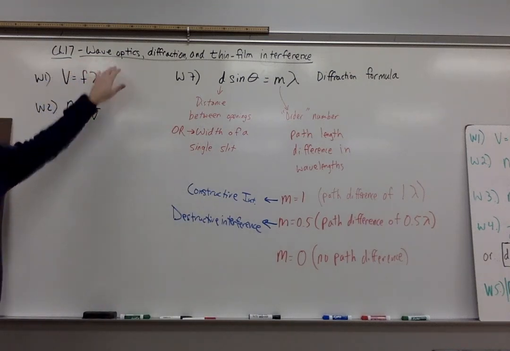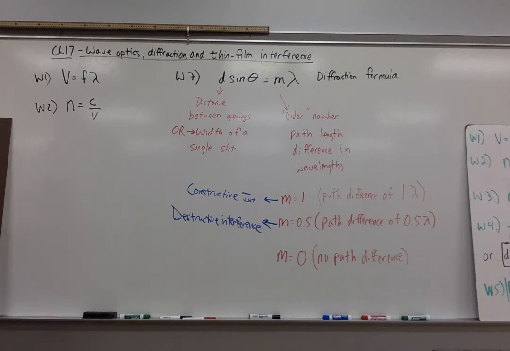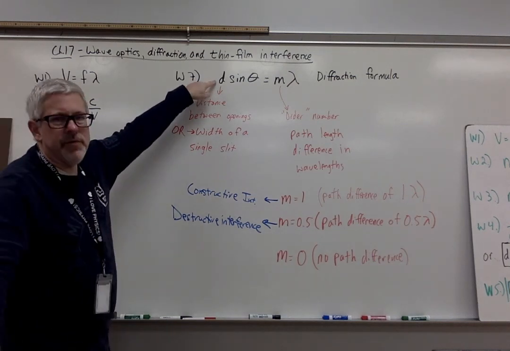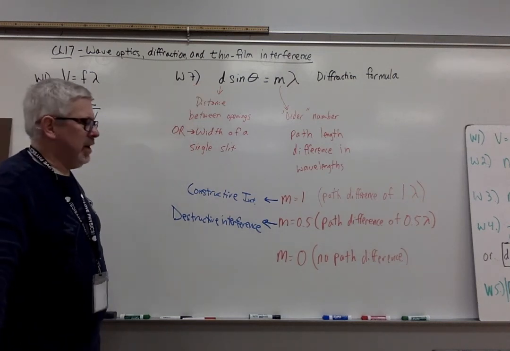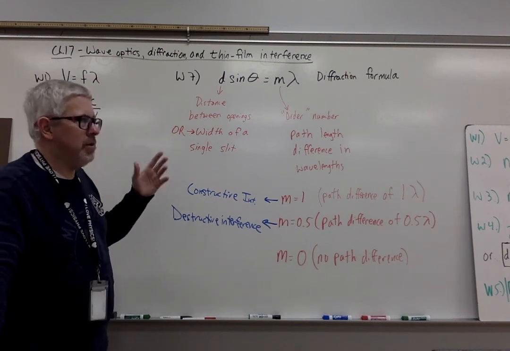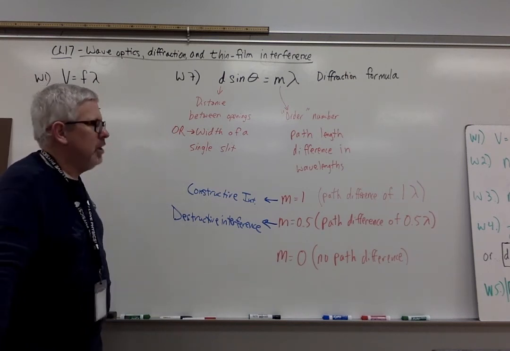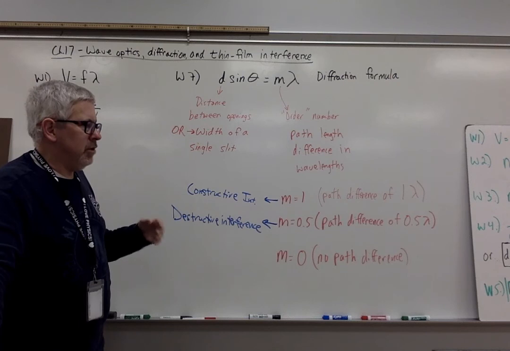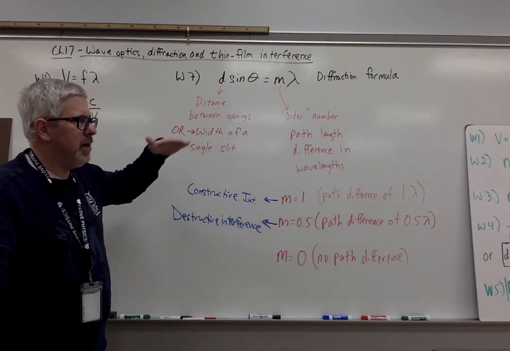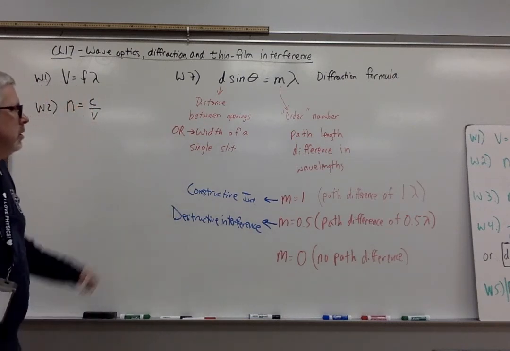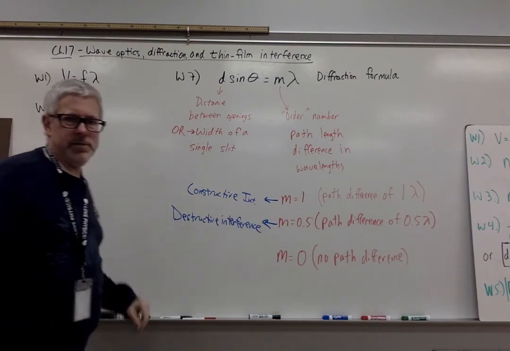So, big ideas. This chapter relates to constructive and destructive interference and making predictions about that. These two formulas are things we've talked about a little bit already. This is a diffraction formula that is good for almost any type of diffraction: single slit opening, double slit opening, or a diffraction grating, which has many openings. And that's pretty good.